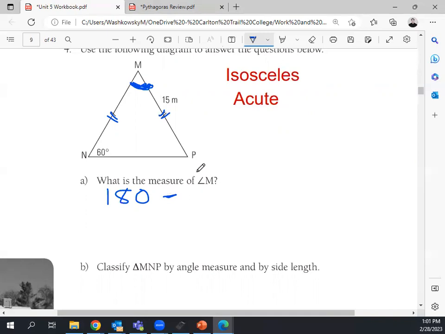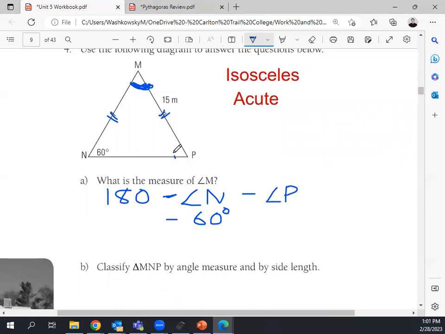Possibly, let's find out. So first off, I'm going to take away what I know. Do you see this little symbol here? This means angle N. Angle N, I know, is 60 degrees. I'm going to take away angle P.